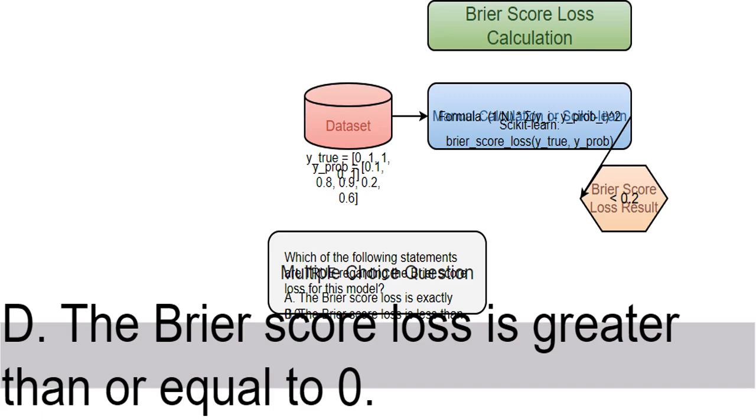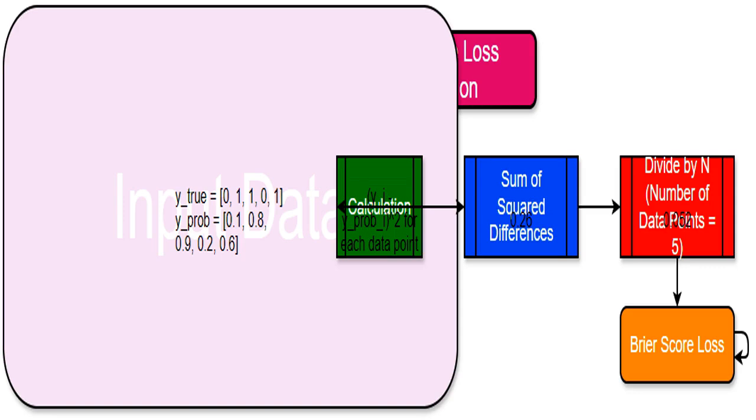The Brier score is always non-negative because it's based on squared differences. So this statement is true, but is not very informative about the model's performance. I'm given the true labels, what actually happened, and the model's predicted probabilities. y_true shows the actual outcomes, 0 or 1, and y_prob represents the model's confidence that the outcome is 1.